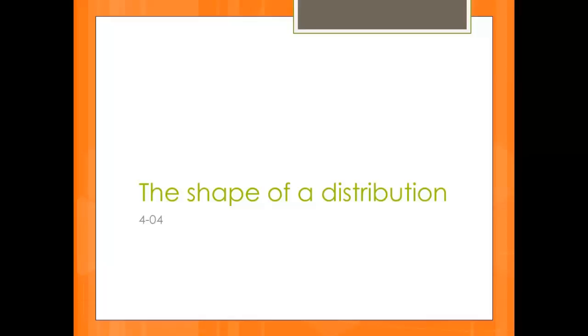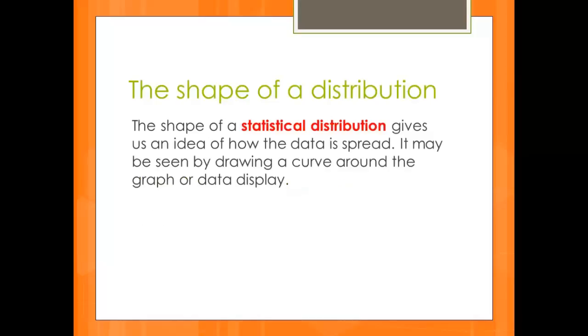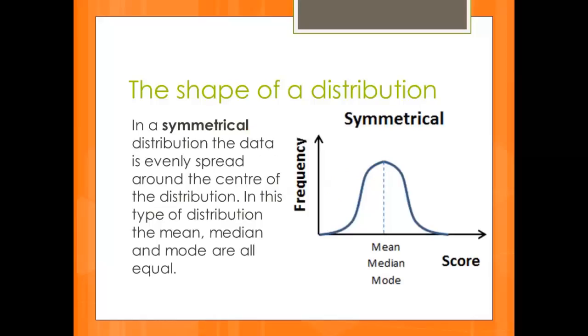Today we're looking at the shape of statistical distributions. The shape of a distribution tells us about how the data is spread out. We can see the shape of a distribution by drawing a curve around the data display. Here, the data distribution is symmetrical since the curve is a symmetrical bell shape.